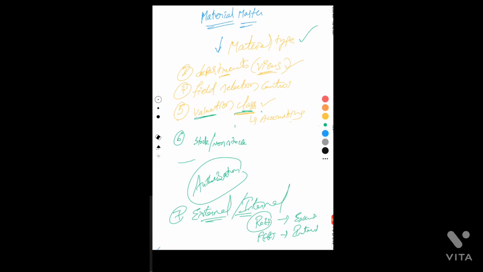So in this case, the material type controls whether this product I can buy from the outside or I can produce internally. Okay?